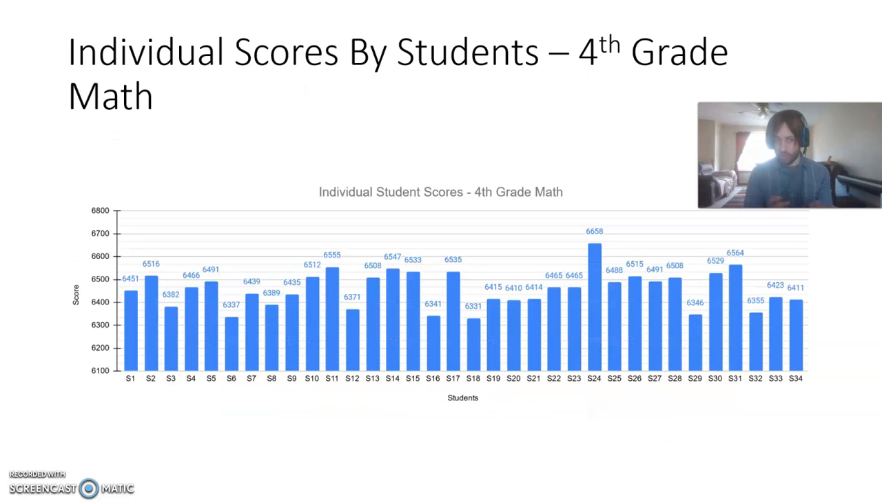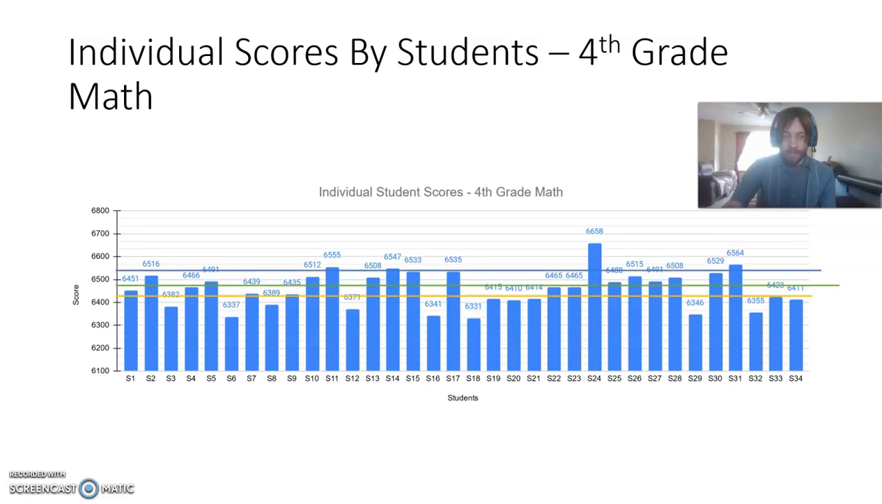Here's the individual scores by students. And here is the same graph, but with lines to show where they are at proficiency levels. The yellow line represents approaching proficiency. Everything below that line is below proficiency. The green line represents at proficiency, and the blue line represents above proficiency.